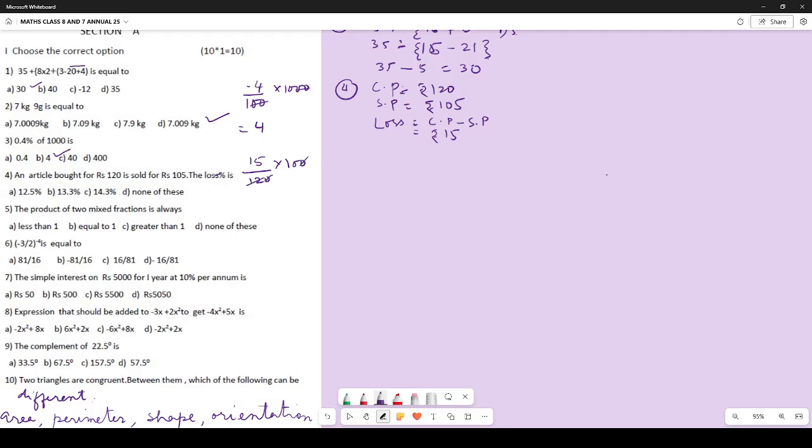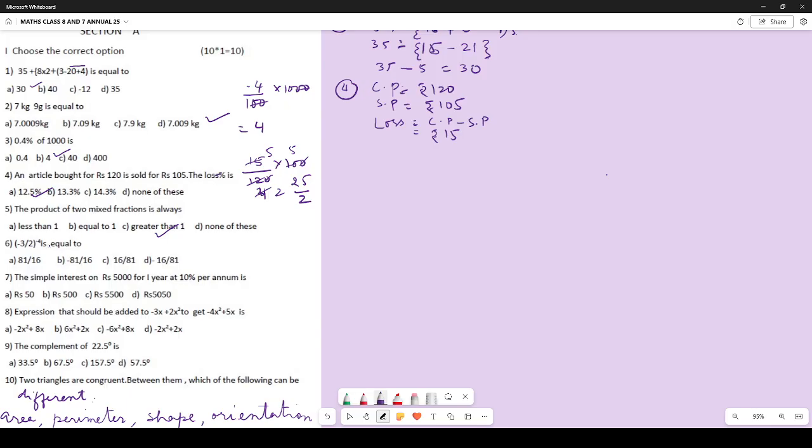So this is 4 times 5 times 2, it is 25 by 2, which makes it 12.5%. The product of two mixed fractions is always greater than 1 because a mixed fraction is always greater than 1. So the product is always going to be greater than 1.